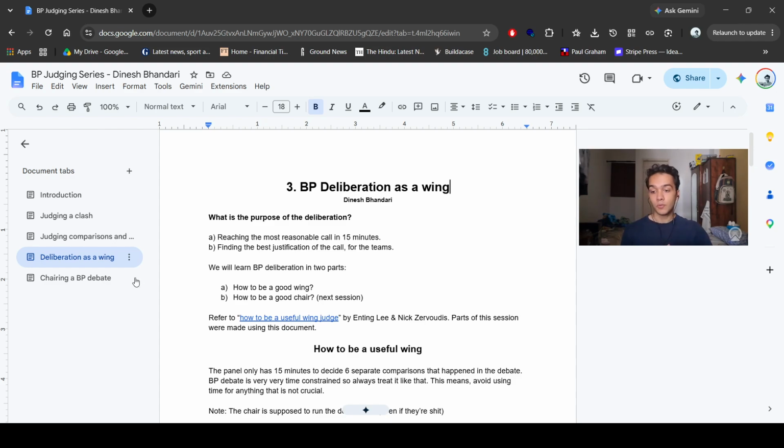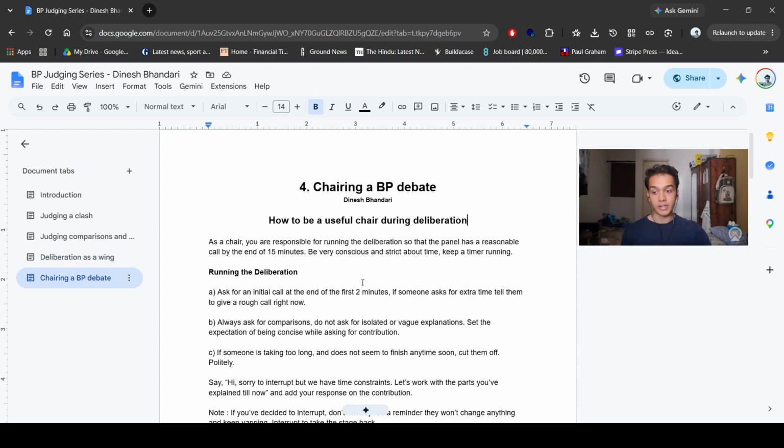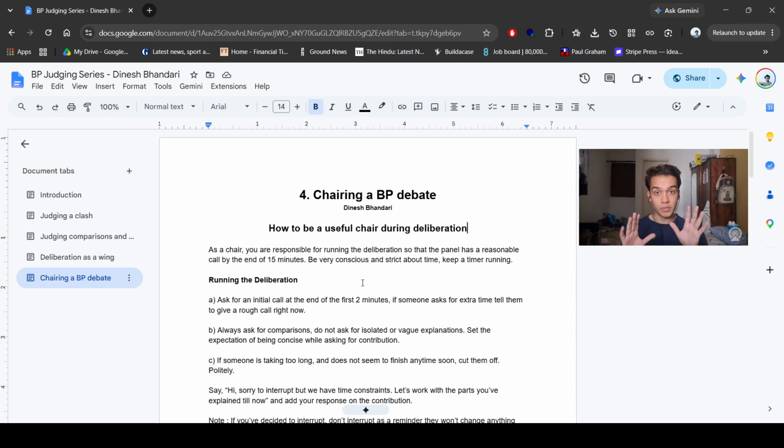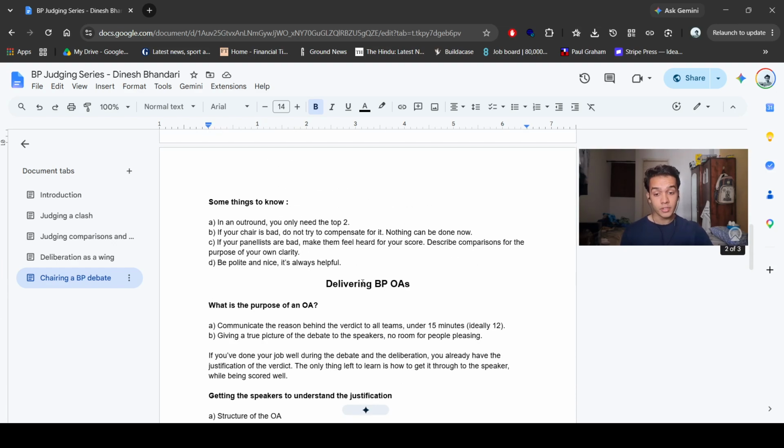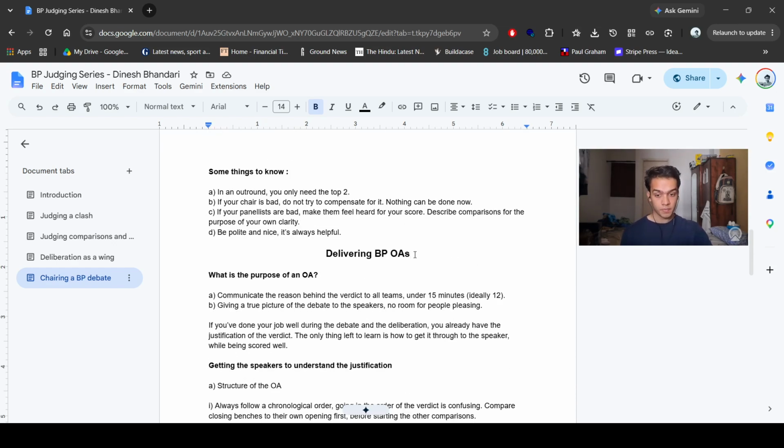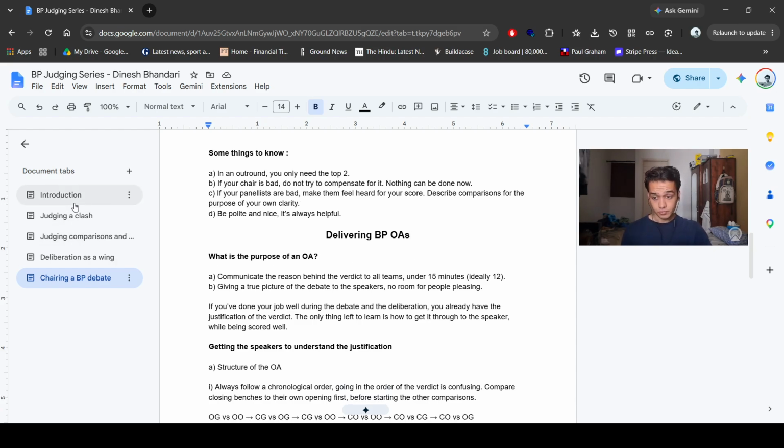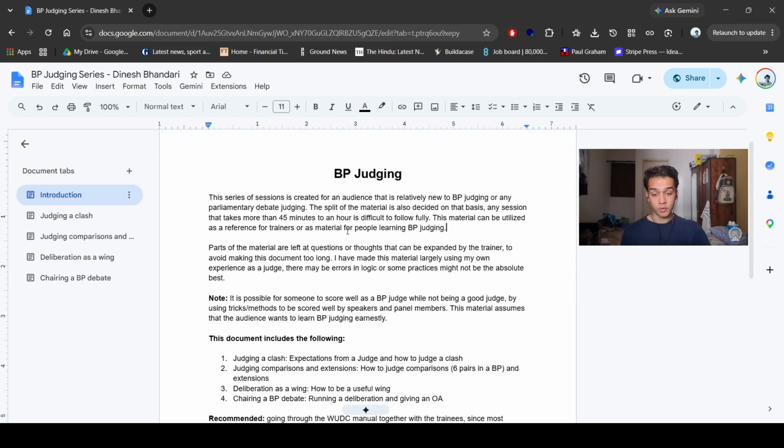And then fourthly, after that, we'll learn in general how to be a good BP chair, which means running the deliberation well, how to contribute in a deliberation as a chair, and also learning how to deliver an OA to the speakers. Because as chair, you will most likely be giving the OA and you want to be scored well. You also want the speakers to be satisfied by the justification. So we'll learn how to give the OA. So this is the split for all four sessions.